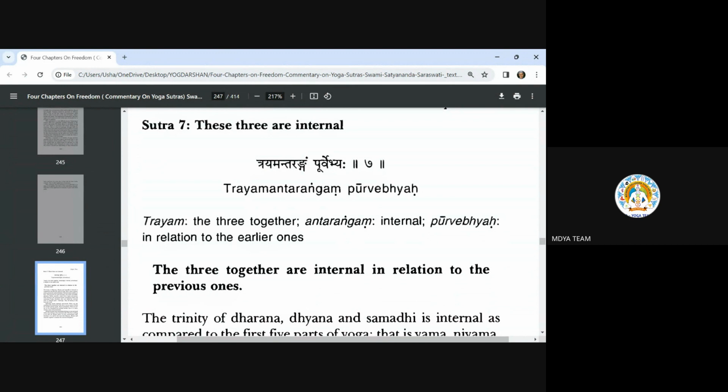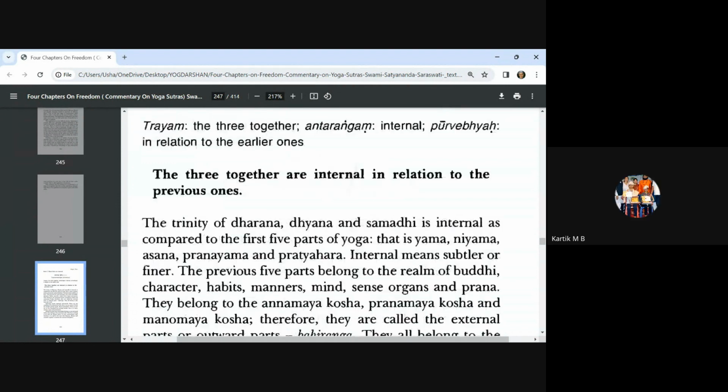Okay, this is one sutra, which is very straightforward. This sutra relates to the Ashtanga Yoga. When you think about Ashtanga Yoga, all eight limbs, how are the eight limbs divided? The first five as Bahiranga, the last three as Antaranga. That is what this is saying. There's nothing more to it. Okay. Should I move on? Yes, ma'am. Should I move to the next one? Yes, madam.